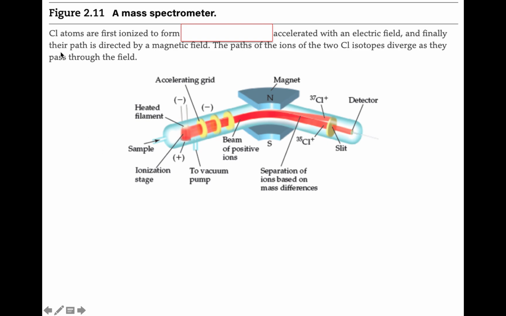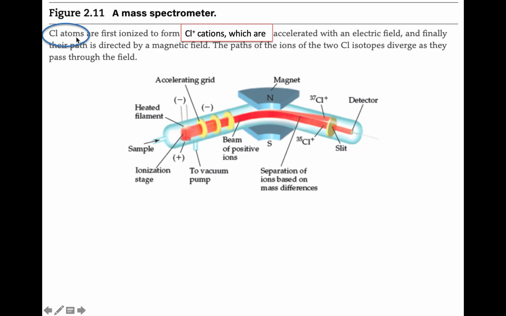It says the Cl atoms are first ionized to form, well, the Cl atoms are being introduced as a sample, and they're becoming Cl plus. So I would say they're becoming Cl plus cations. They're then accelerated through an electric field, and their path is deflected by a magnet. In this case, it's introducing Cl atoms. That is the sample, and those are becoming the Cl plus cations.